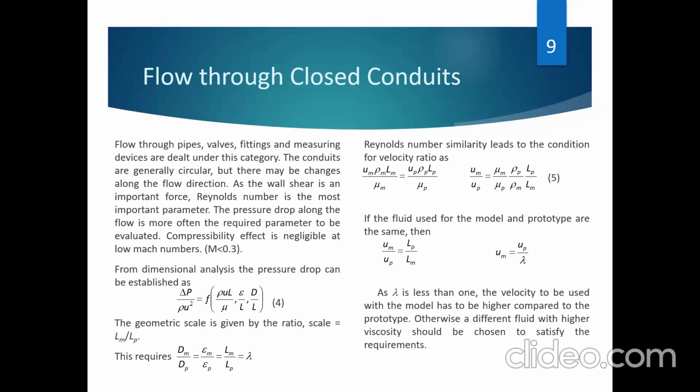So as lambda is less than 1, the velocity to be used with the model has to be higher compared to the prototype. So otherwise, a different fluid with higher viscosity should be chosen to satisfy the requirement.